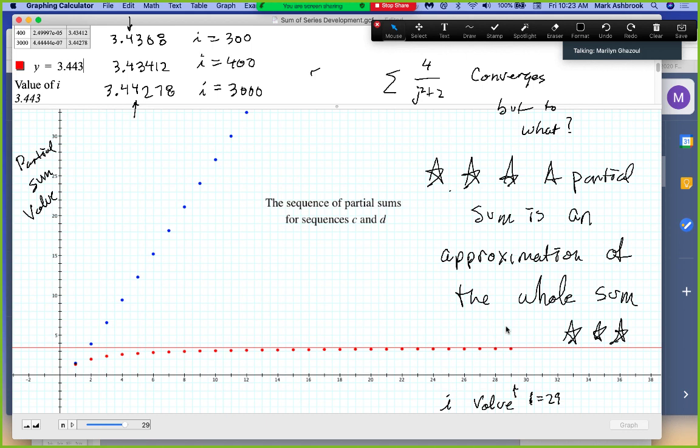Is it possible to find this value without, like, a graphing calculator or something? Certain series have techniques for finding the actual value. But for our purposes, for one like this, we're not going to have a formula or a way to get this series exactly. So the best we can do is take a really, really long partial sum, with a lot of terms, and call it a day. We say, well, it's going to be pretty close to 3.443.